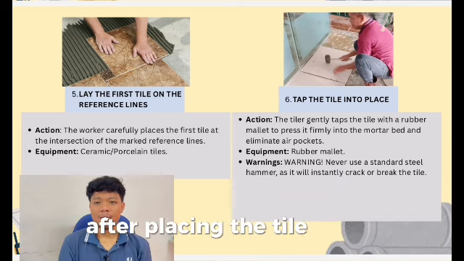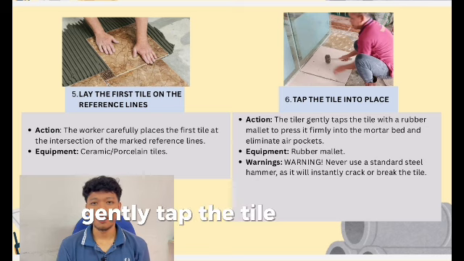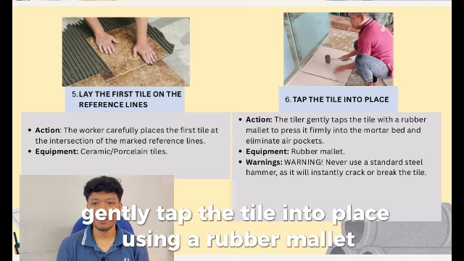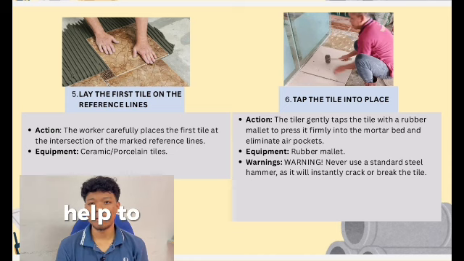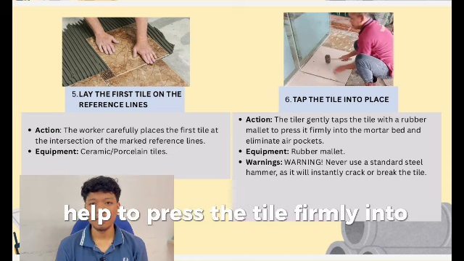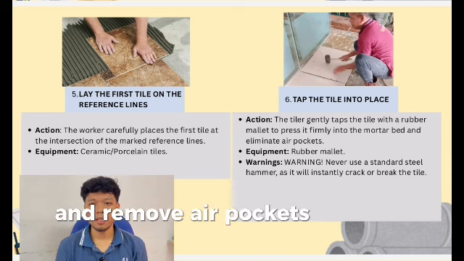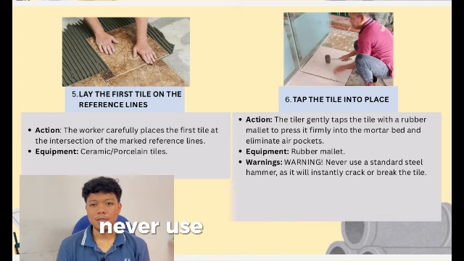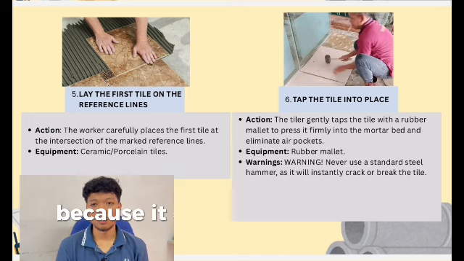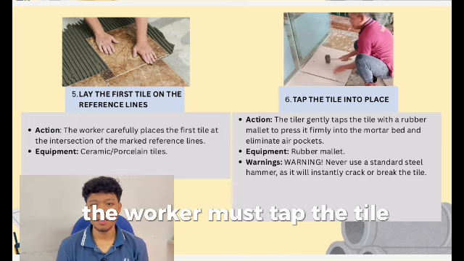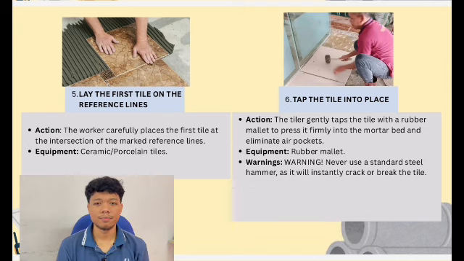After placing the tile, gently tap the tile into place using a rubber mallet. The rubber mallet helps to press the tile firmly into the mortar and remove air pockets under the tile. Never use a steel hammer because it can crack or break the tile. The worker must tap the tile gently to avoid damage.